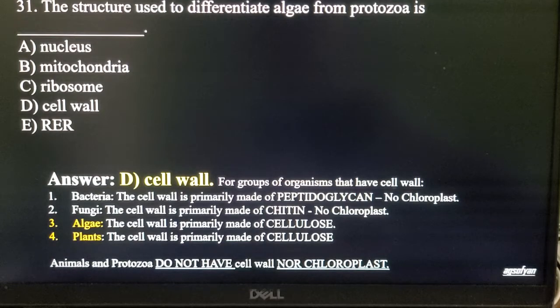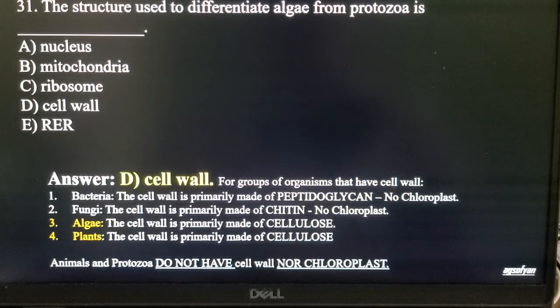protozoa have a nucleus. Both of them have mitochondria. Both of them have ribosome. Both of them have rough ER. But only algae have a cell wall. Protozoa do not have a cell wall. So that's the structure that has to be used for distinguishing between algae and protozoa. Another structure will be chloroplast, because protozoa do not have chloroplast while algae have chloroplast.